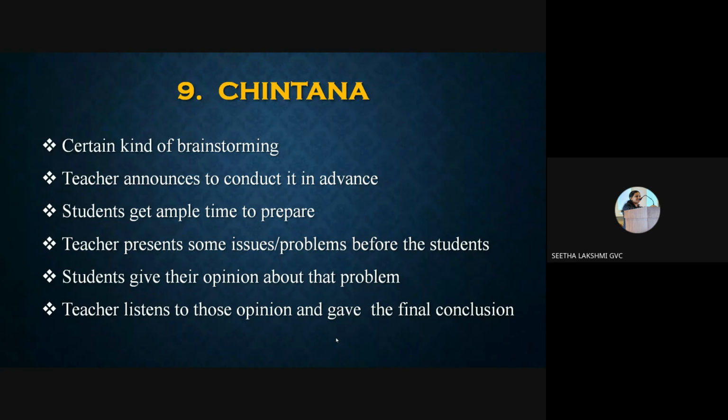But the beauty of these methods is that somehow they break the monotony of the lecture. They make your lecture more effective. They activate the students, and sometimes some very novel ideas and good ideas come through this. So these are the beauties of these methods of teaching.